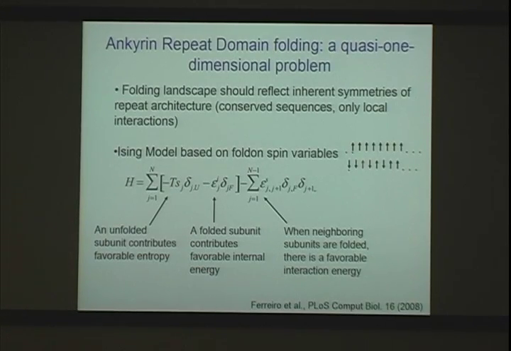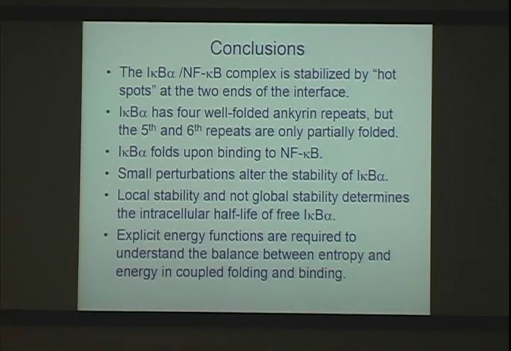So just to sum up then, what is coming out of here is that we actually can now start to really understand, using these really explicit Hamiltonians for writing out real energy landscapes, the balance between entropy and enthalpy in this folding upon binding reaction. So then, in conclusion, this IκB, NFκB complex interaction is stabilized by hotspots at the ends of the interface, and actually all of the binding energy is accounted for by those 2 small regions, one at either end of the big interface.